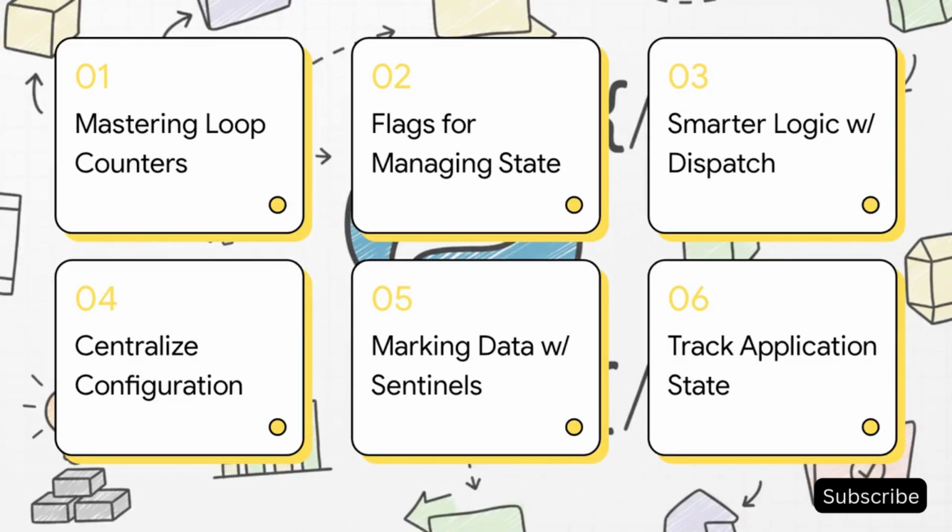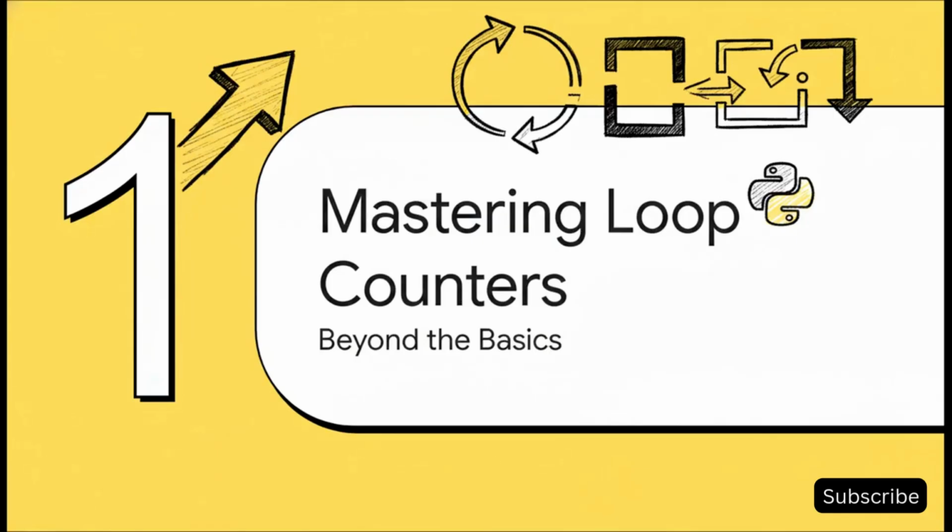So here's the game plan. We're going to cover 7 key patterns, starting with something as simple as loop counters and building all the way up to managing complex application state. Think of these as the fundamental building blocks for writing that clean, professional-grade code that you see in real production systems.